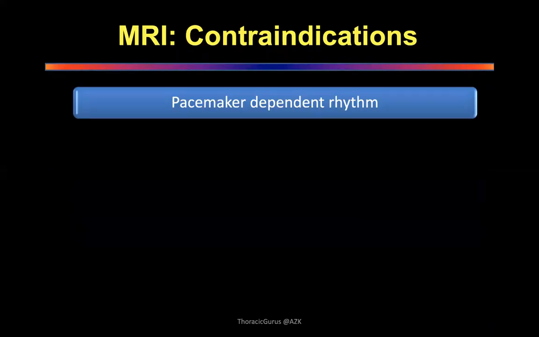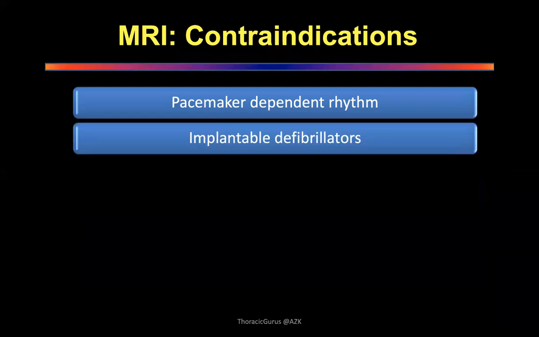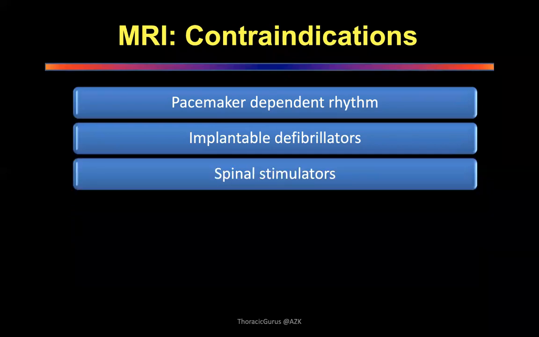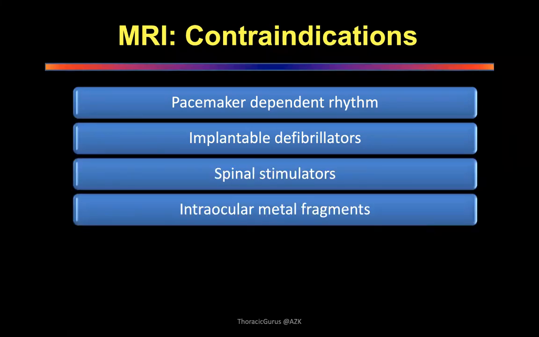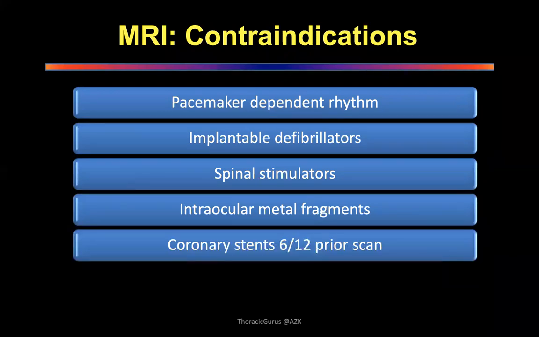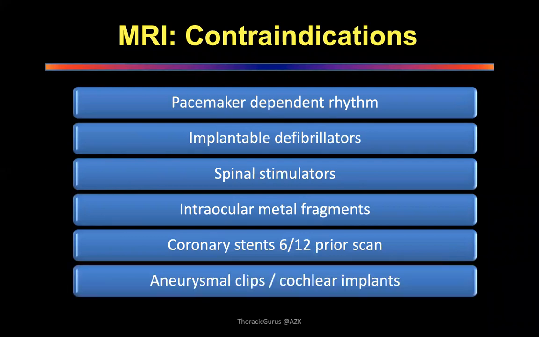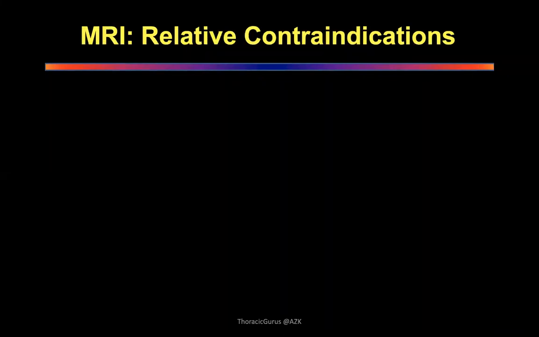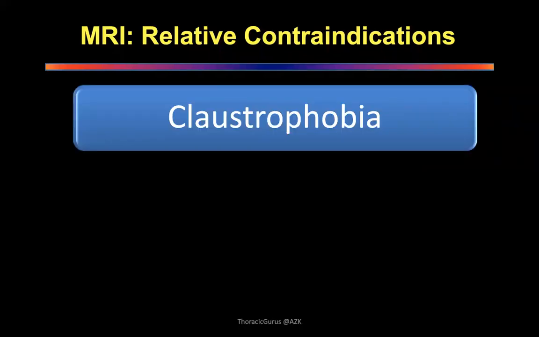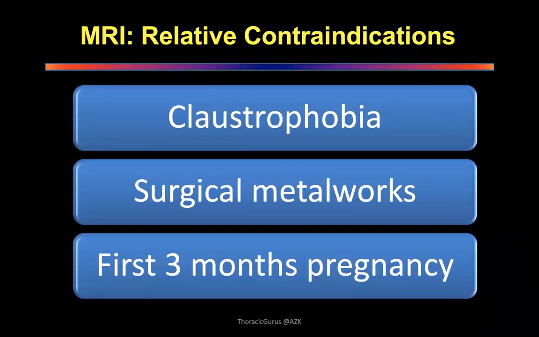There are certain contraindications. Pacemaker dependent rhythm is a problem. Any pacemaker is a problem because a metal object in the body is not a good idea, and it will actually really disturb the magnet because you're going into a very strong magnetic field. So anything with metal in it is not a good idea. Any aneurysmal clips, cochlear implants, and things like that, not a good idea. Relative contraindications are, of course, claustrophobia and certain surgical metalwork, and the first 3 months of pregnancy. In fact, surgical metalwork comes under absolute contraindication rather than relative contraindication.